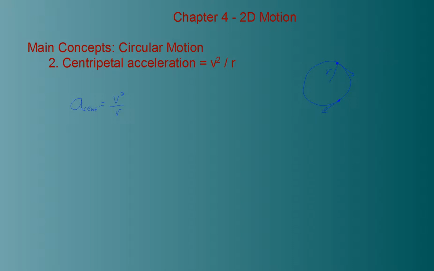And we know that acceleration is a vector, so this gives you the magnitude, but a vector also needs direction. And so the centripetal acceleration points towards the center of the circle. Always. If you're here, it points that way. If you're here, it points that way.